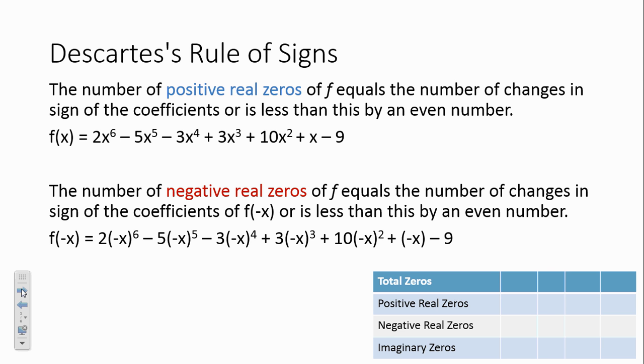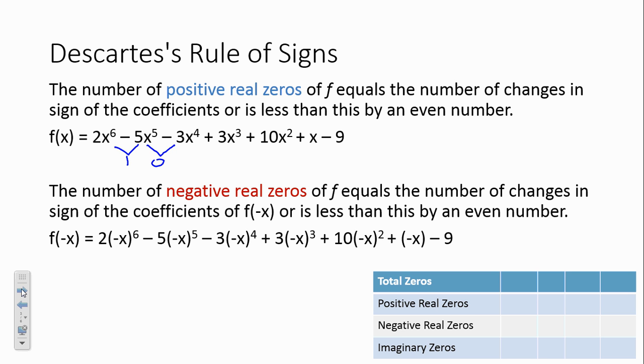Okay? So this is a positive 2x to the 6th, right? Negative 5x to the 5th. Did we change signs from this term to this term? This one was positive. This one's negative. Is that a sign change? Yeah. So we've got one sign change here. Okay? This one's negative. This one's negative. Is that a sign change? Nope. Stayed the same.